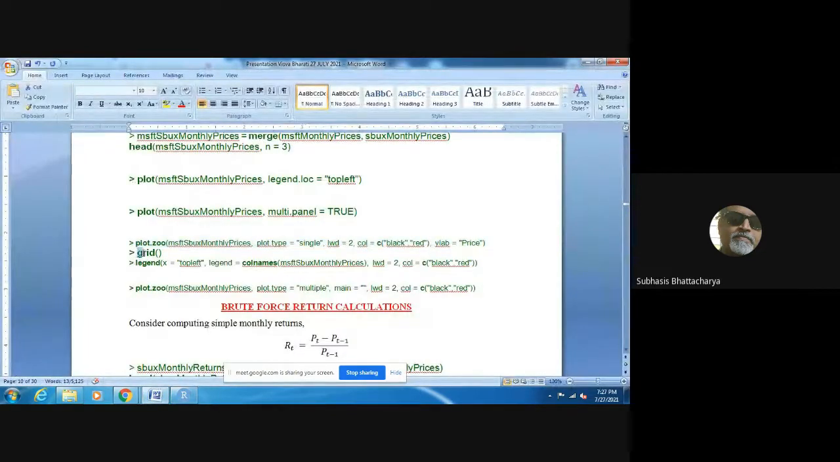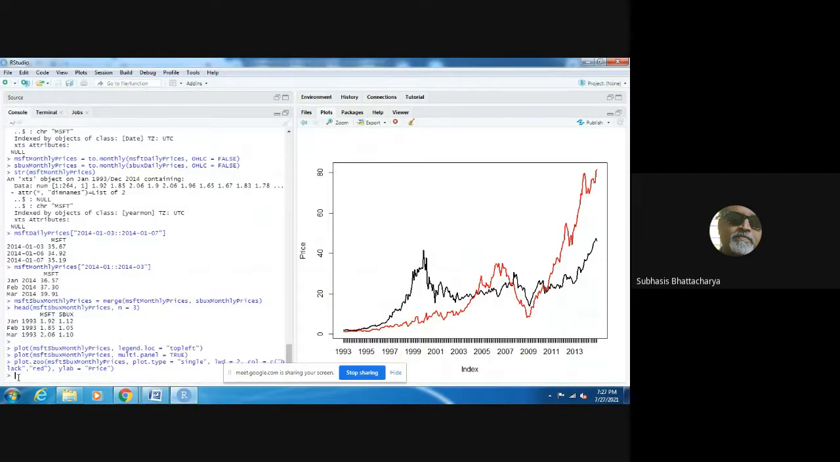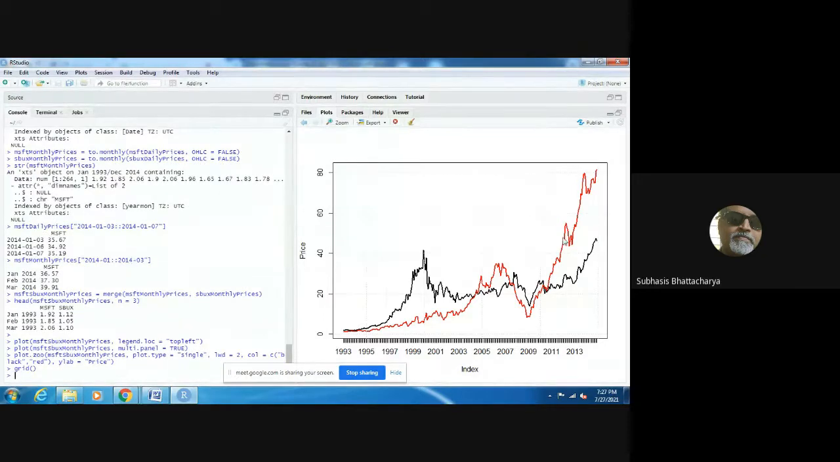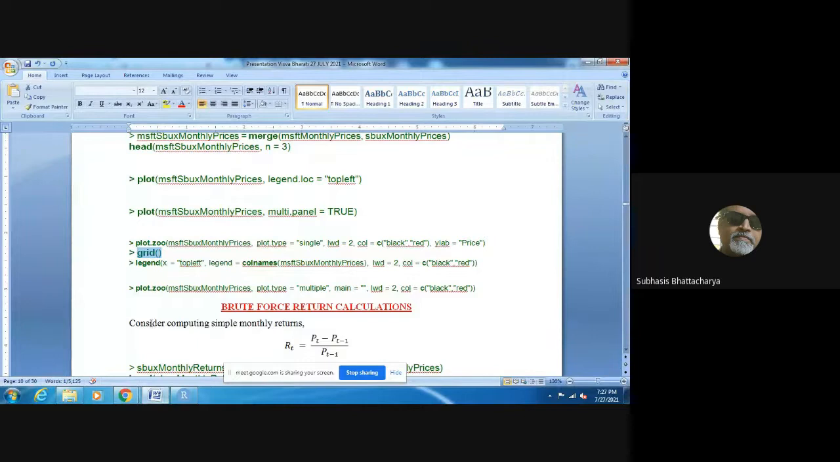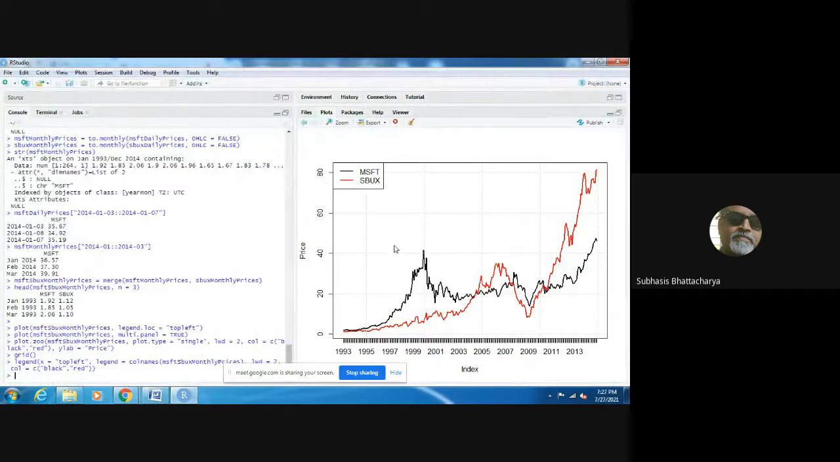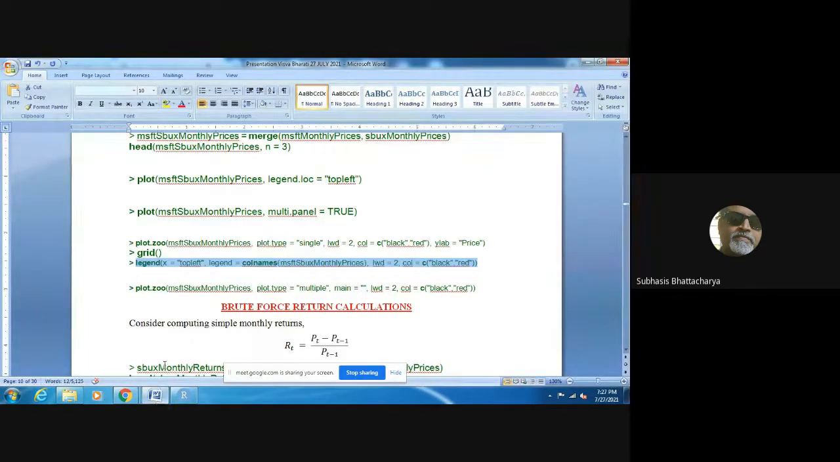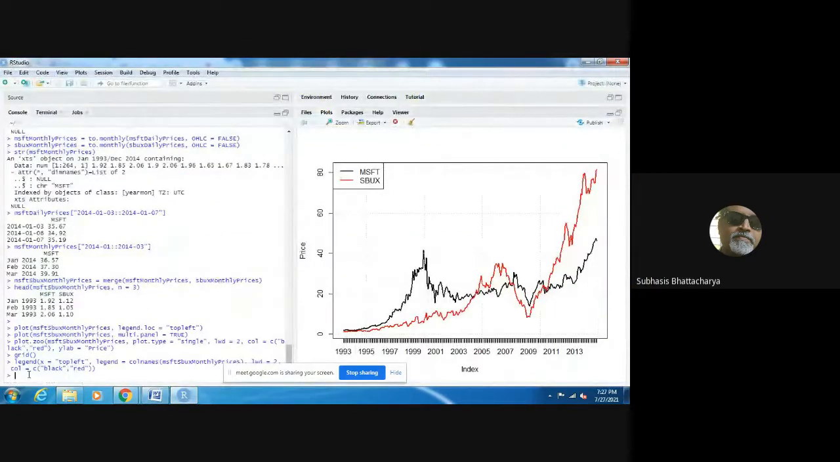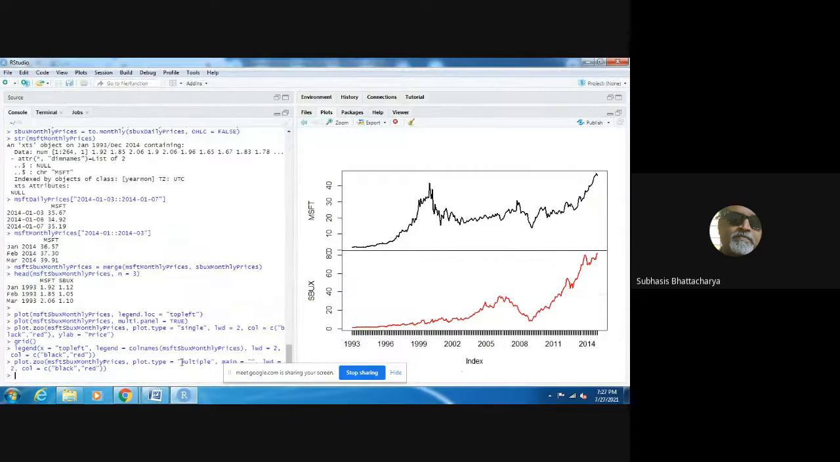So now we make the grid. So here they find the grid is prepared, and then we fix the legend. So black one is the Microsoft and the red one is the SUBX, and this plotting is already done. Okay. Again, separately you can do this. So these are the things.